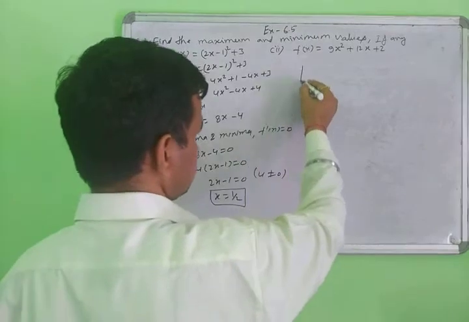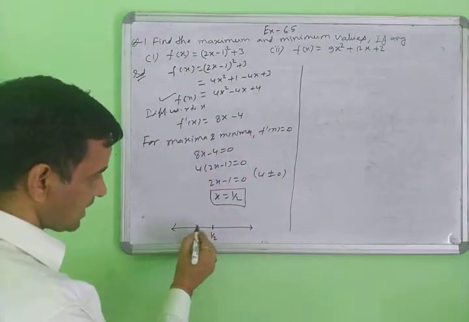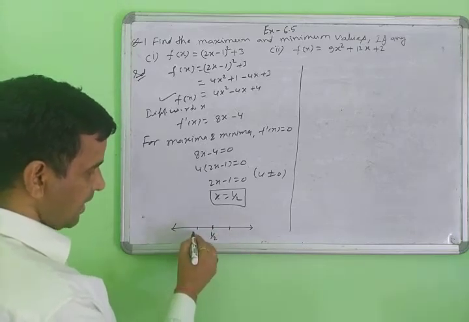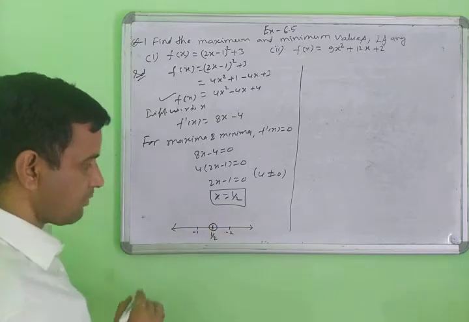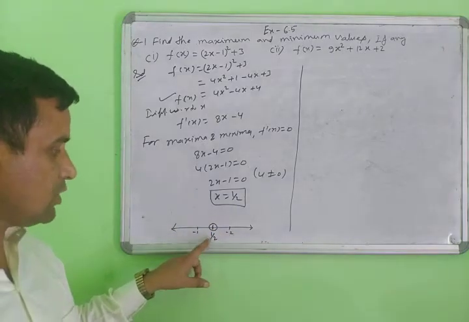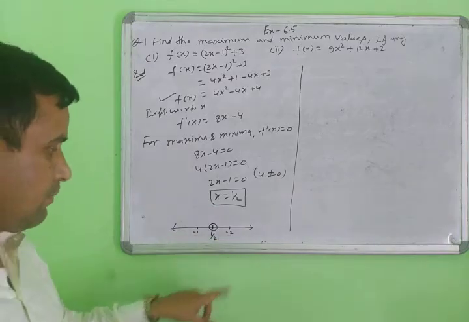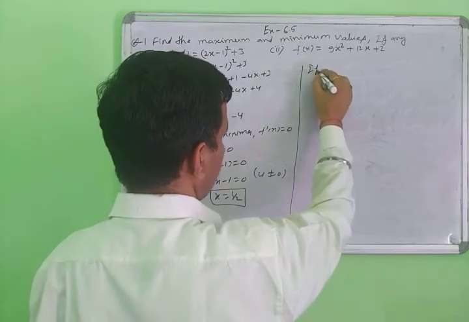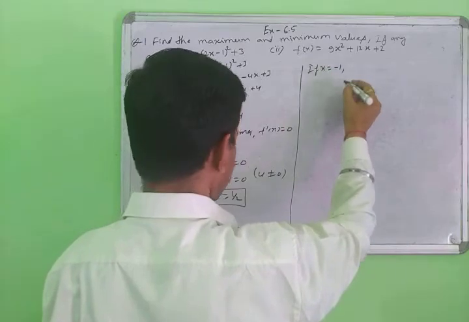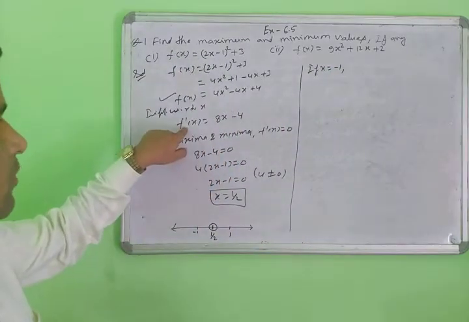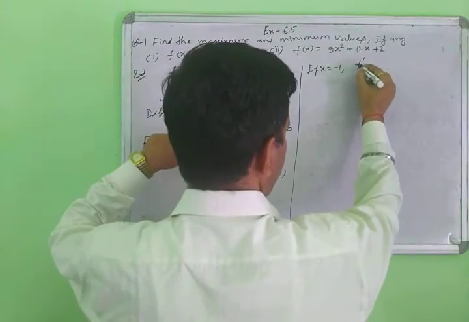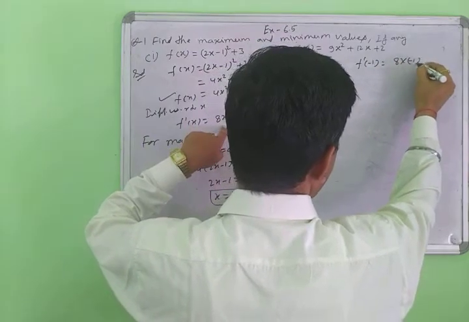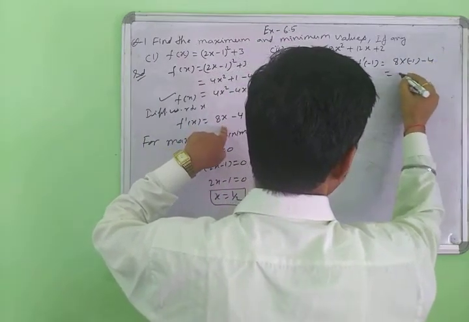So now, what is the sign on the left side here? Suppose the critical point is 1 by 2, then on the left side we take minus 1 and on the right side plus 1. What is the sign if x equals minus 1? Putting the value in f dash x: f dash of minus 1 means 8 into minus 1 minus 4. The answer comes minus 12.